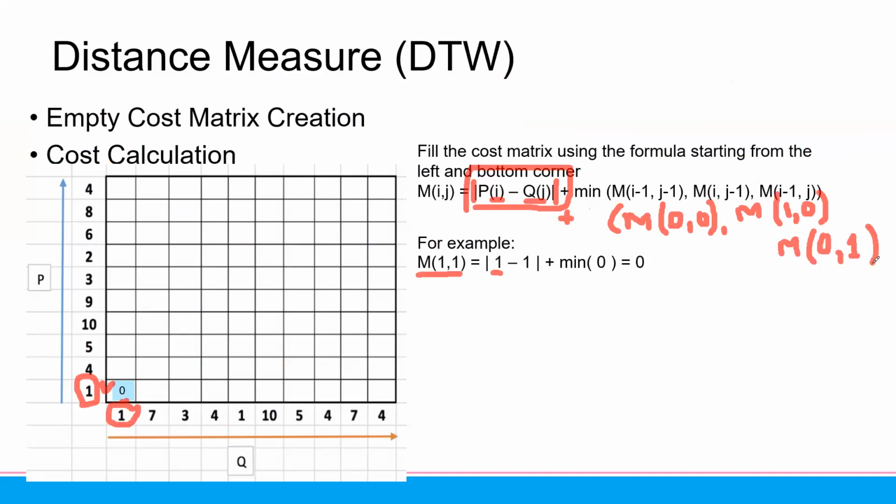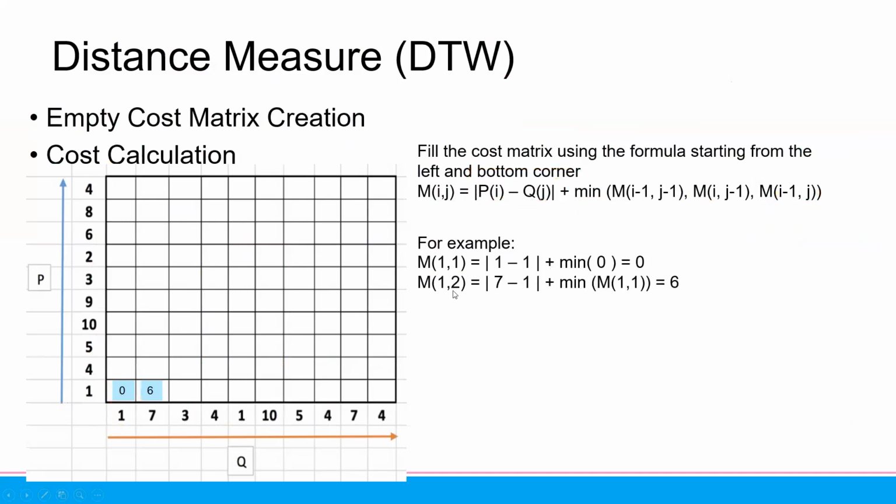Okay. Then we will check what is M0,0. Nothing. Because it is nothing, we can assume this is 0. What is M1,0? Nothing. Then we can also say this is 0. What is M0,1? Nothing. So we can also say this is 0. So the minimum of 0, 0, and 0 is 0. Then 0 plus 0, it is 0.